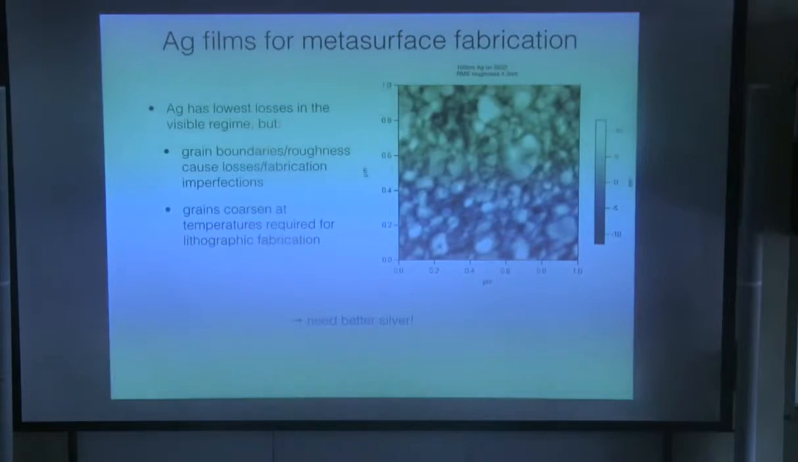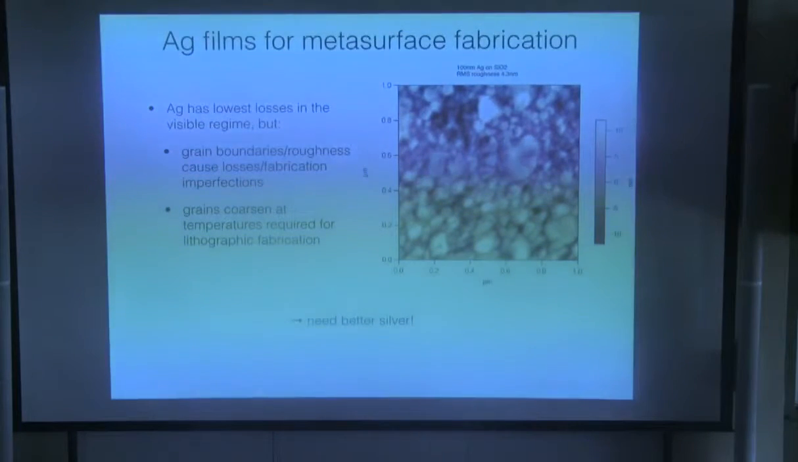However, silver can be notoriously difficult to work with and fabricate. For starters, if you just try and thermally deposit silver on, for instance, an oxide surface, what you're going to get is a very rough, coarse silver surface. These grain boundaries and roughness all cause losses in fabrication imperfections and are detrimental to device performance. Furthermore, these surfaces are not thermally stable, so you can't do any sort of lithographic fabrication on these, where you'll get coarsening of the grains and the surface will effectively flow around.